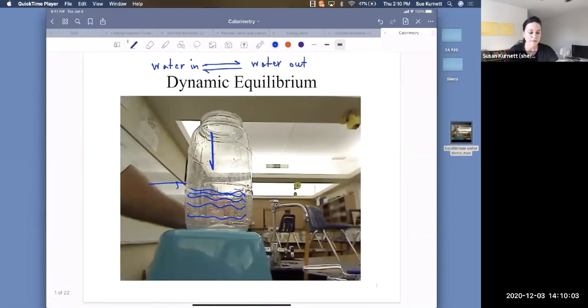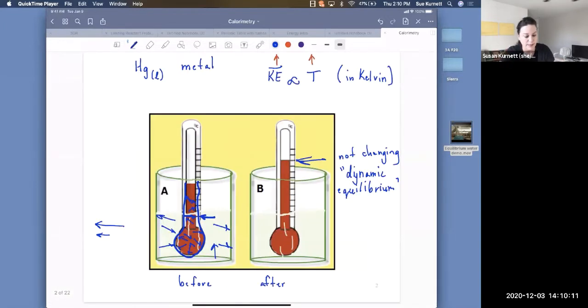When water was filling faster than water was leaving, there was a change occurring, and the change was the height of the water. But when we get to the place where energy has been transferred from this hot liquid to this mercury, and now they're at the same temperature, which is the same average kinetic energy, the hits in and hits out are equal. That's the dynamic part. There's still collisions happening where energy is being transferred, but they're matched. So that's dynamic, and matched is equilibrium. And the height of the water or the height of the mercury stops changing.